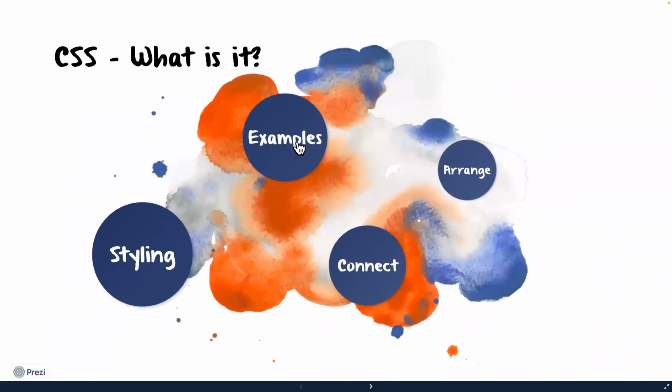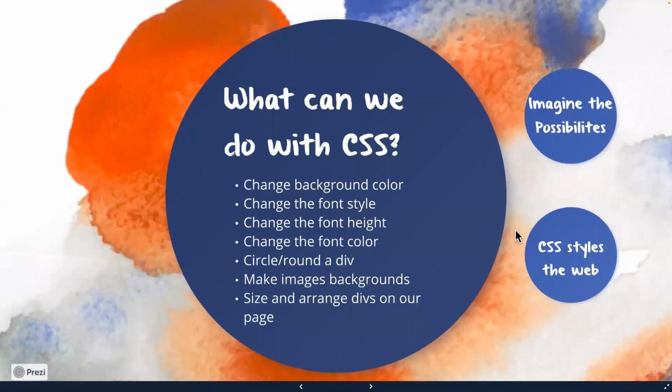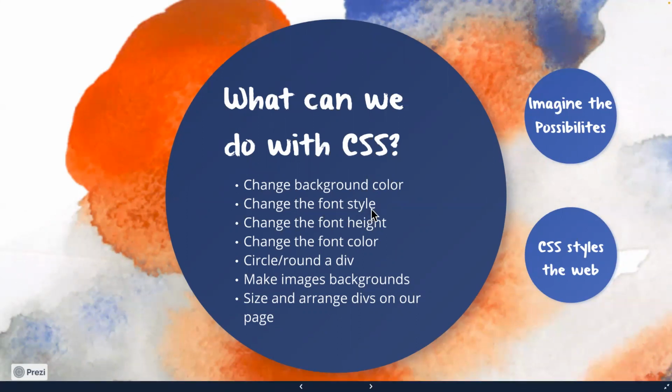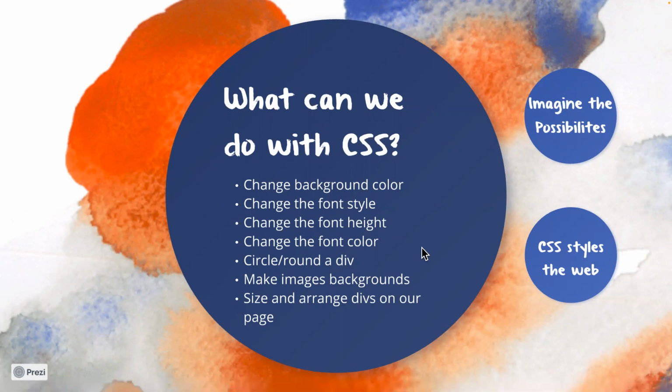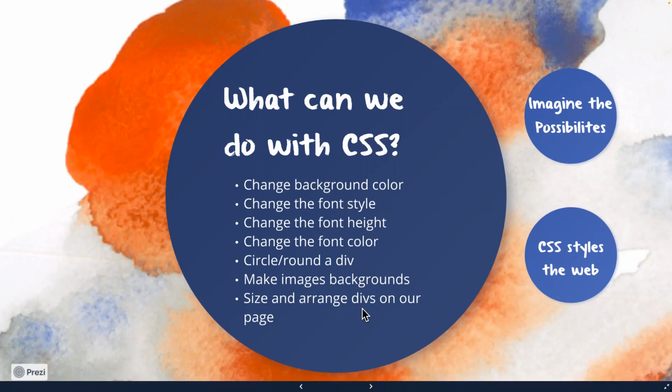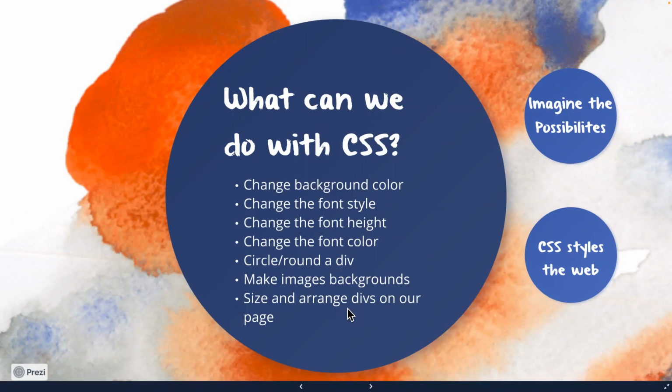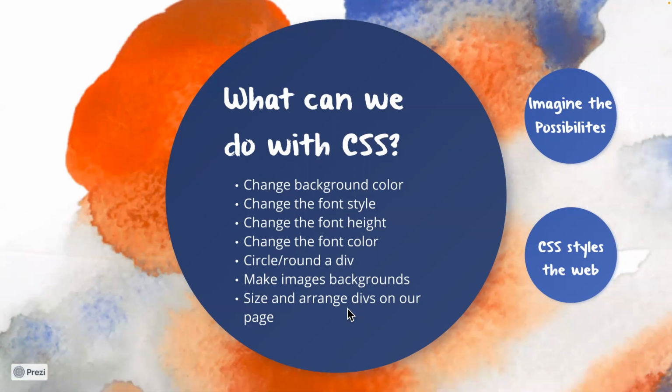All right, so let's look at some examples of what we can do with CSS. We can change the background color of an area. We can change the font style of the text. We can change the font height. We can change the font color. We can make a square section round. We can make images backgrounds of certain sections of our pages. We can size and arrange the divs that we learned about yesterday on our page. So we're going to be able to size and arrange these divs on our page where we would like them. And so that's going to be a lot of what we're going to be doing in CSS.